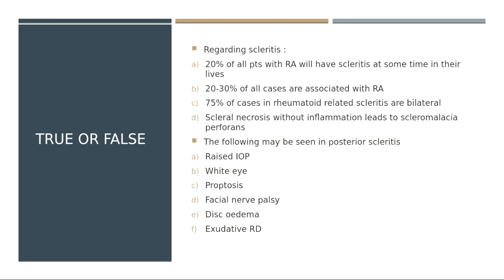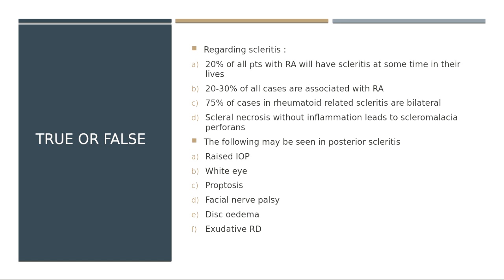True. But in most cases, remember now, 80% of cases have an accompanying anterior scleritis, but not everybody has an anterior scleritis. So the eye does not necessarily have to look inflamed. So you may have a white eye in patients with posterior scleritis. So that is true. Do you get a proptosis?